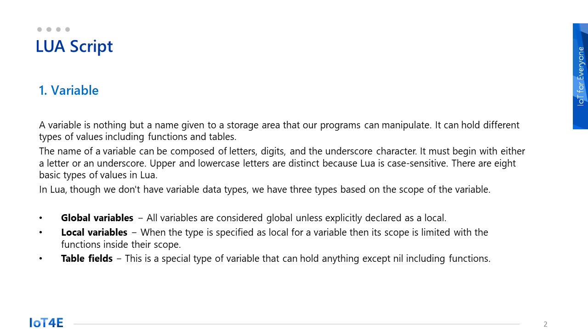The name of a variable can be a mix of letters, digits, and the underscore character, but it needs to begin with either a letter or an underscore. Variables in Lua are case sensitive and do not have data types, and instead, what is important is the scope of the variable. When assigning a value to a variable, you have to specify whether the variable is local or global. By default it will be set as global.